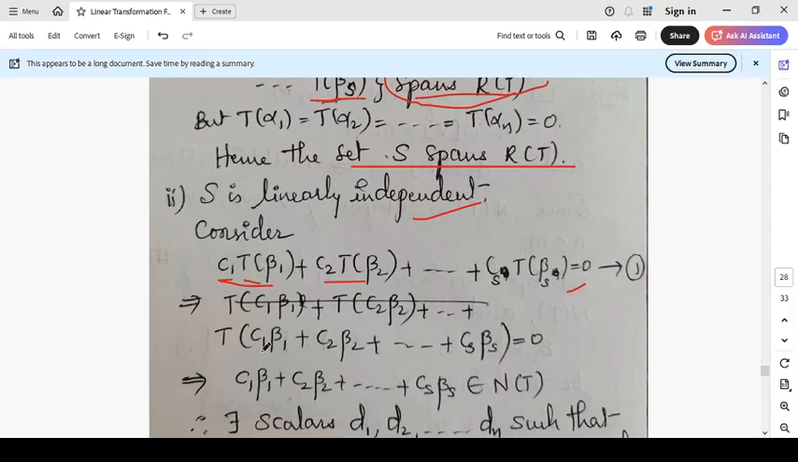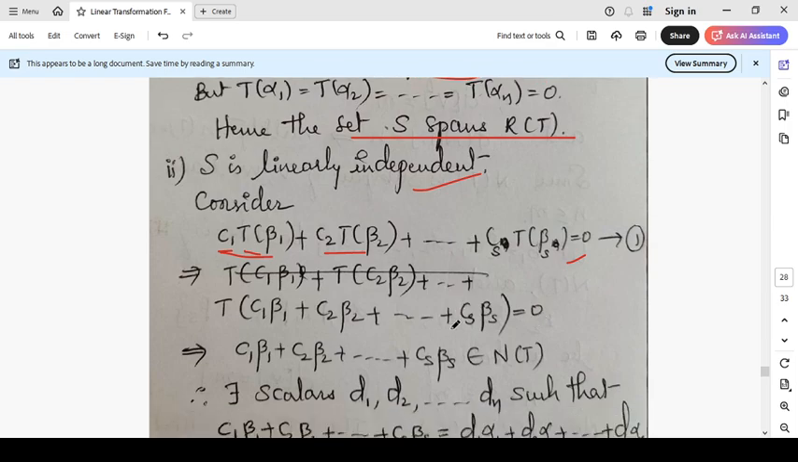So after that, if I consider the transformation, T is common, so if I take it outside, C1 beta 1 plus C2 beta 2 plus so on plus Cs beta s is equal to 0. It is a property of transformation, right? So we need to apply the property of transformation. We get C1 beta 1 plus C2 beta 2 plus so on plus Cs beta s. Obviously, it belongs to the null space.